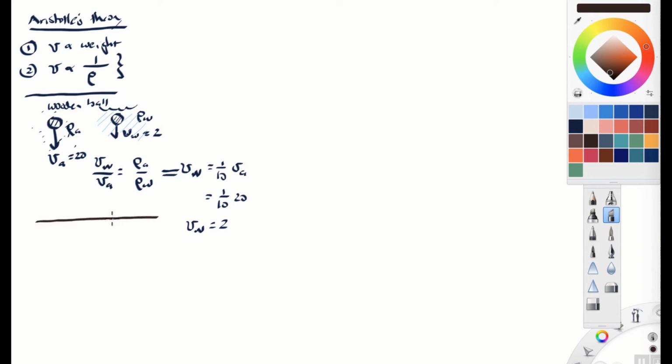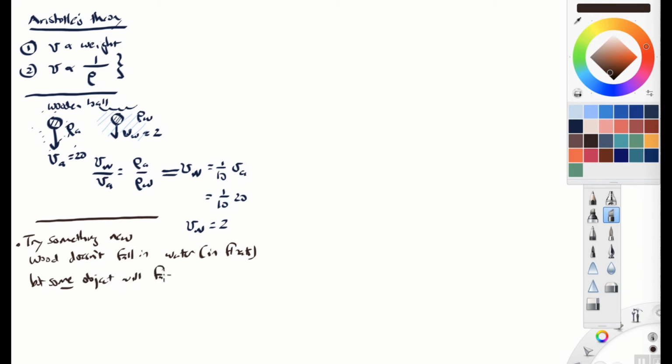He says, let's try something new. We know that a wooden ball doesn't actually fall in water. So try something new. Okay? Wood doesn't fall in water, but something will. So what doesn't fall in water? In fact, it floats. But some object that's going to be maybe denser than wood, some object will fall in water with a speed of 2.